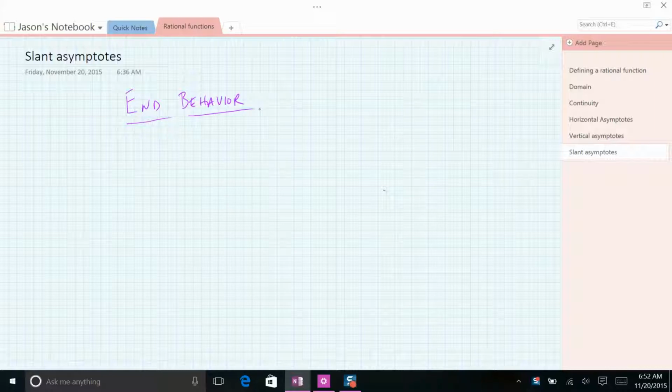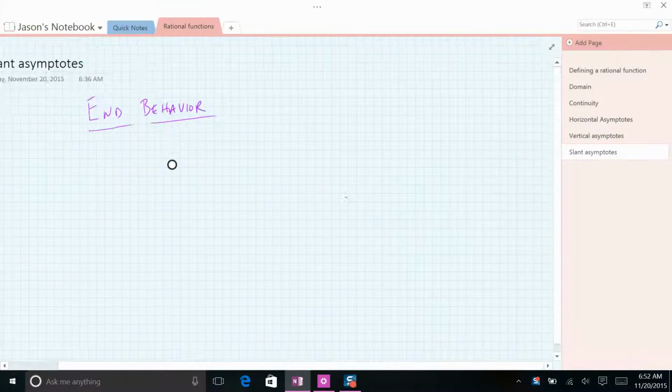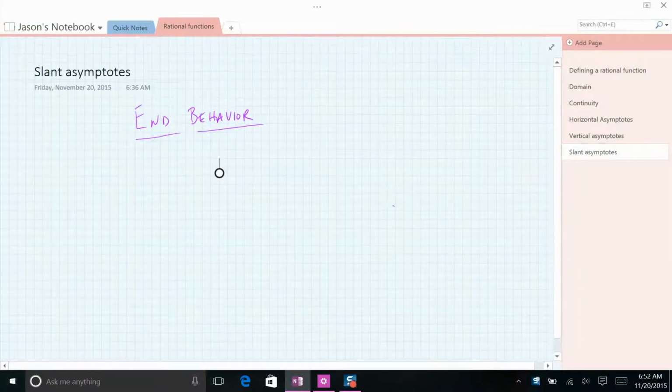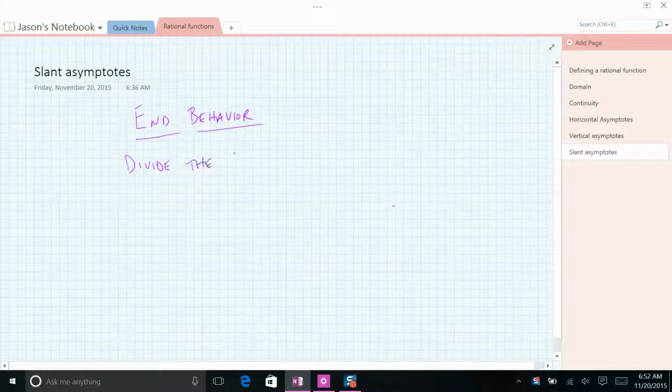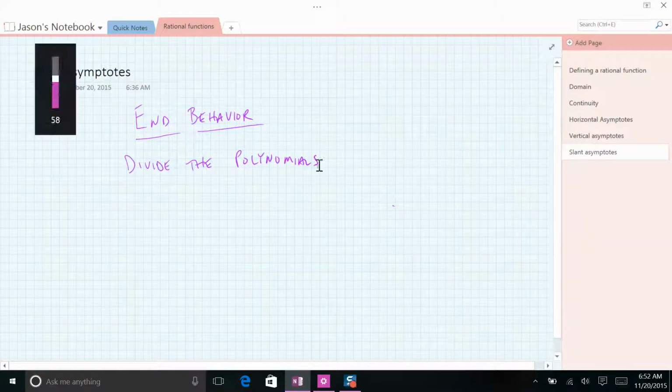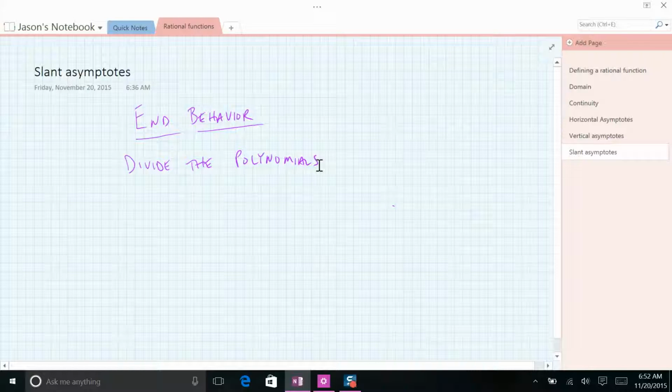So the way we find slant asymptotes, and really we can do this to find horizontal asymptotes as well, because it's the same concept of end behavior, is to actually divide the polynomials. The rules I showed you for horizontal asymptotes are just a shortcut, but you could also get there with this method.